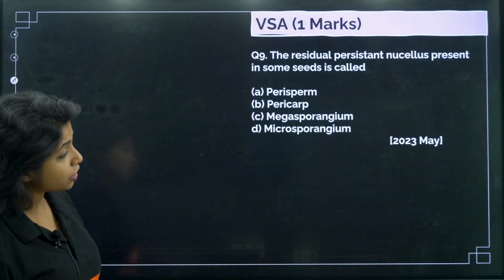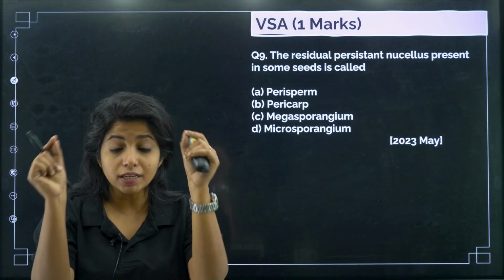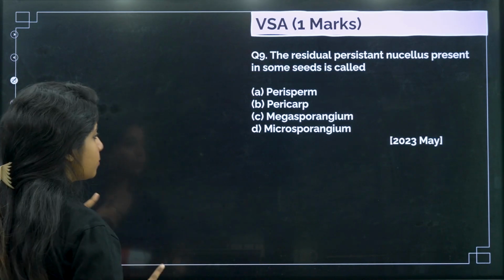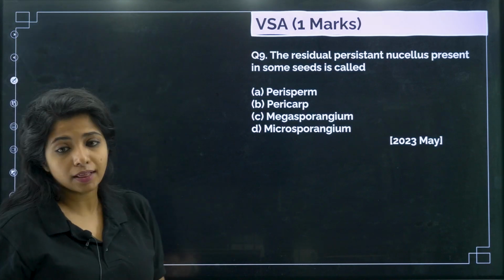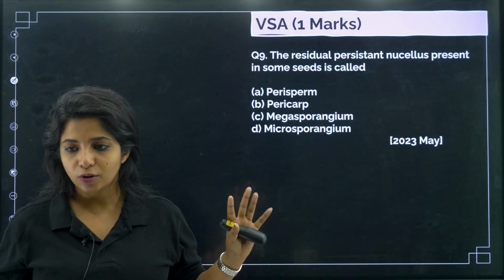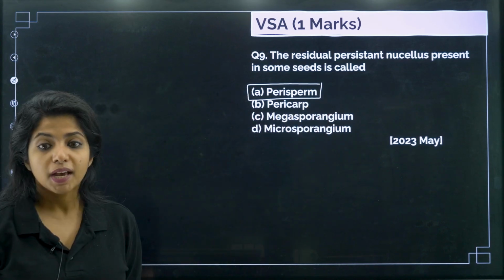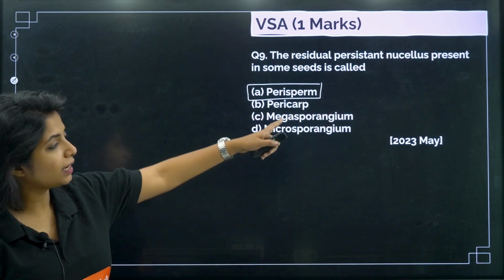Chalo. The residual persistent nucellus present in some seed is known as, when the nucellus is persisting in beet and black pepper, what do you call it? I have already explained. This is why I have explained. Different types of questions come, and if you do not understand the concept, you will not be able to answer. So the answer becomes perisperm. Cool? Don't write pericarp.